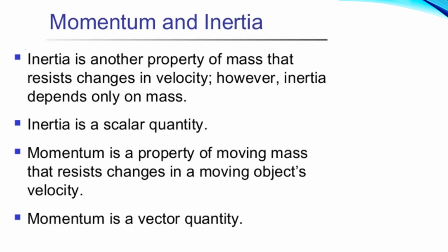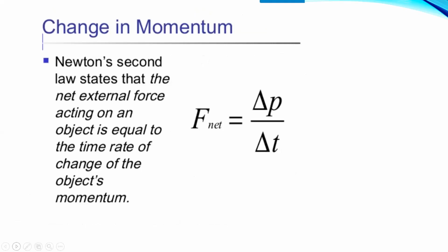So if I'm asking you what is the difference between momentum and inertia, you will tell me these three things. Inertia is only scalar, but momentum is vector. Inertia depends on mass. Momentum depends on mass and velocity. Inertia is a property of mass to resist a change of velocity, but momentum is a property of a moving object to resist a change in velocity. This is just a revision of the difference between momentum and inertia.